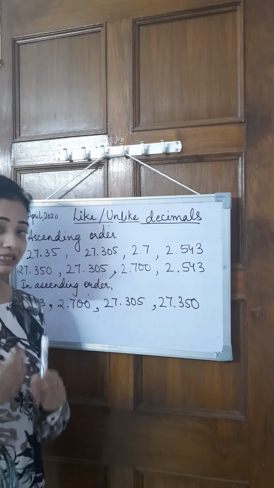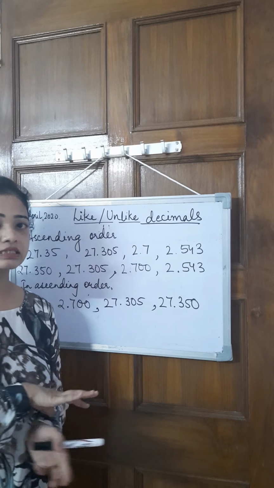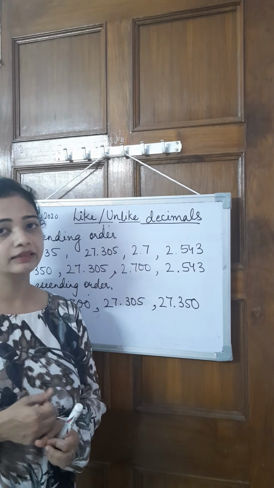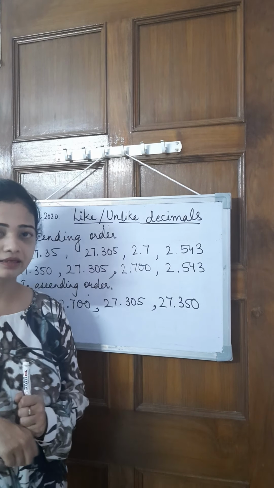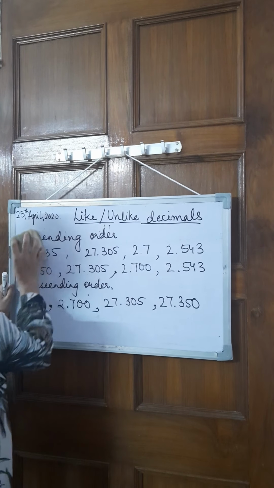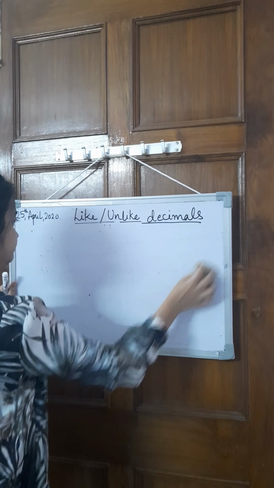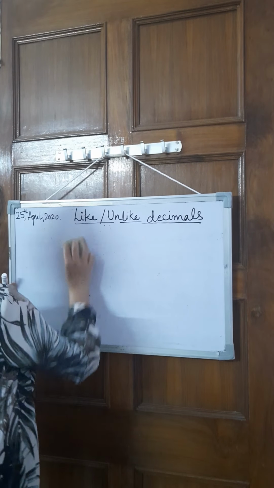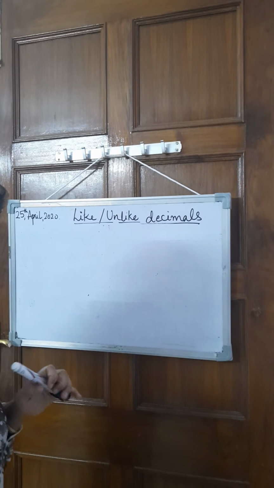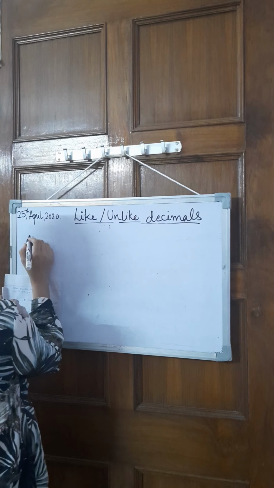Now what else can we do? We can add or subtract them. So in this class let's learn how to add them, and then in the next class we will study how to subtract them. So let's quickly check how we can add them. Same thing, addition. For addition, I am going to take two numbers first.